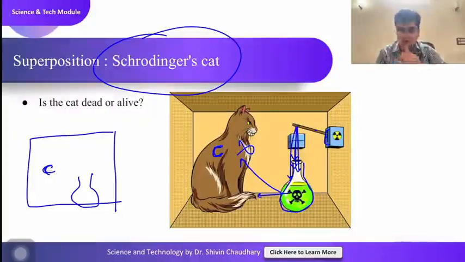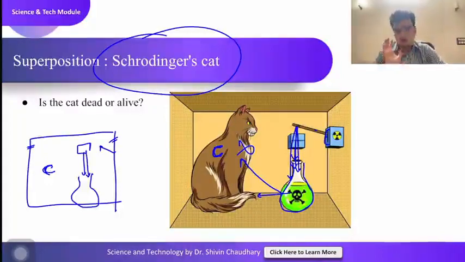Right, now the thing is, when it will fall down, we don't know. Right, otherwise the cat will stay alive. The box has a hole, oxygen is coming in, the cat has been well fed, no problem. It can only die if the poison is released. Now when the poison will release we don't know. It is random, it can happen anytime.